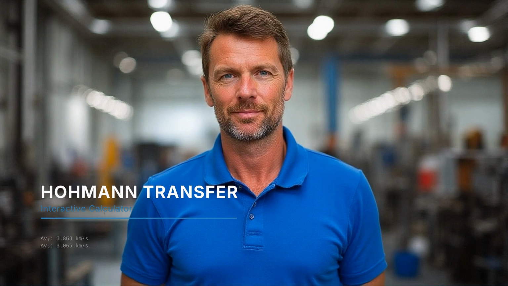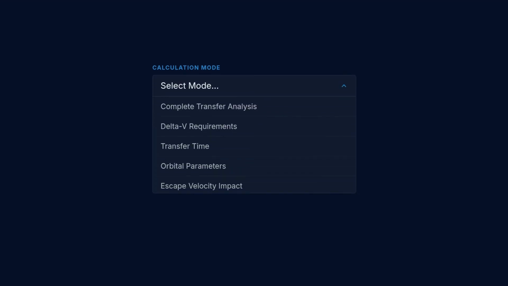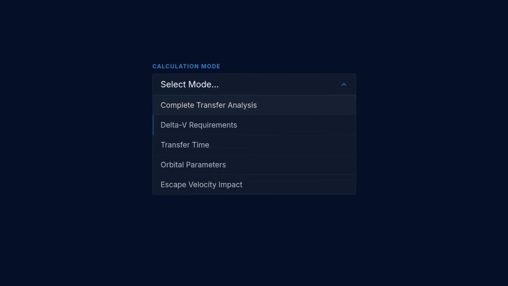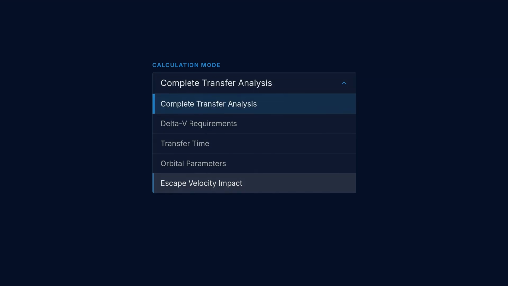This is the Hohmann Transfer Interactive Calculator, which computes the delta-v requirements and trajectory parameters for orbital transfers between circular orbits. The calculator has a calculation mode drop-down with 5 options: complete transfer analysis, delta-v requirements, transfer time, orbital parameters, and escape velocity impact. For this demonstration, I'm using complete transfer analysis.